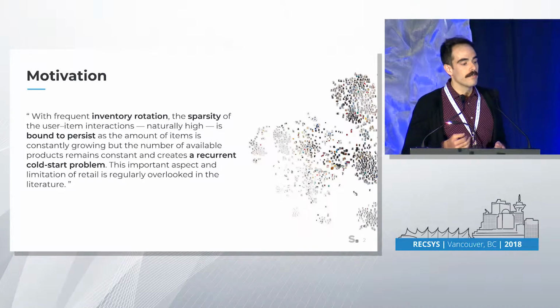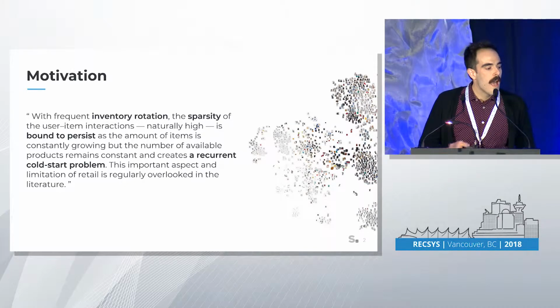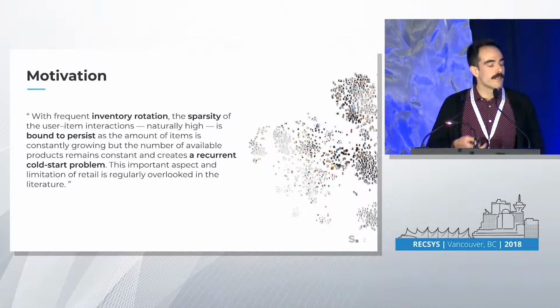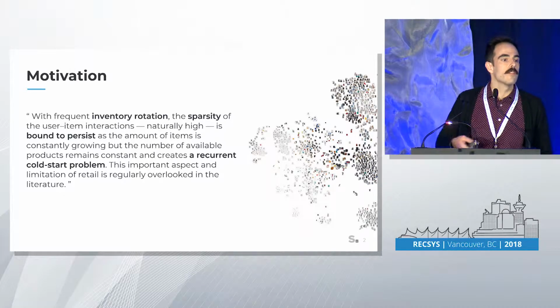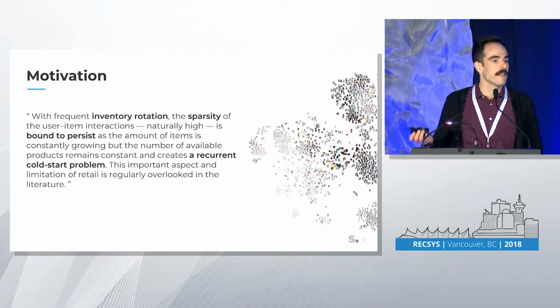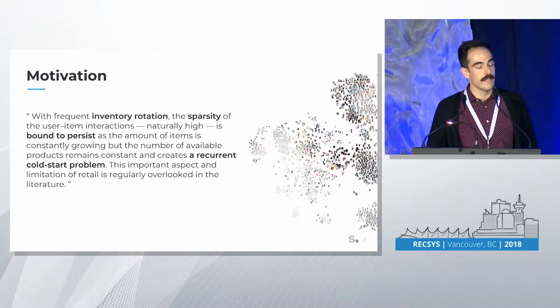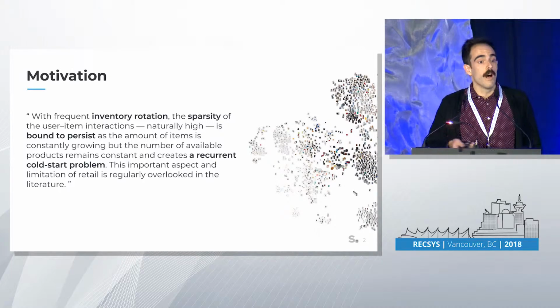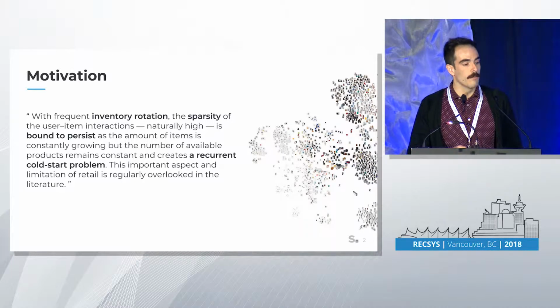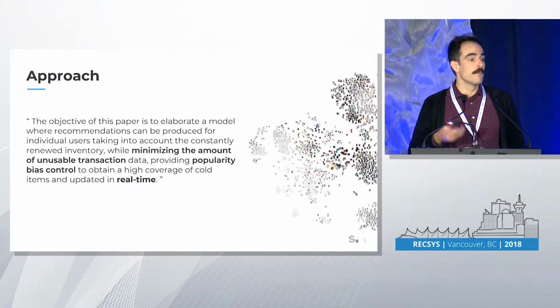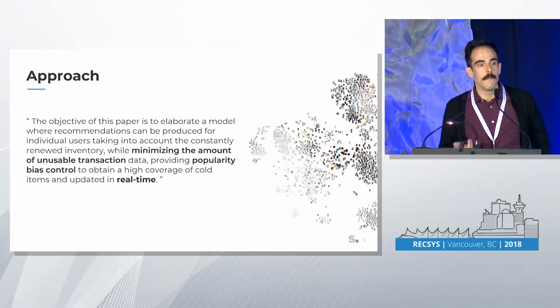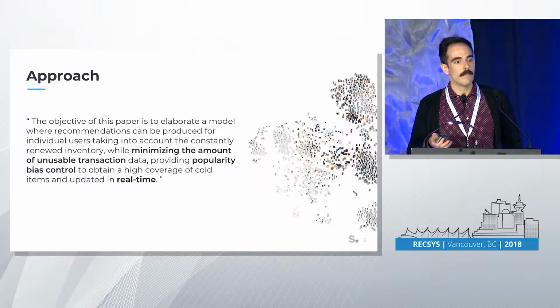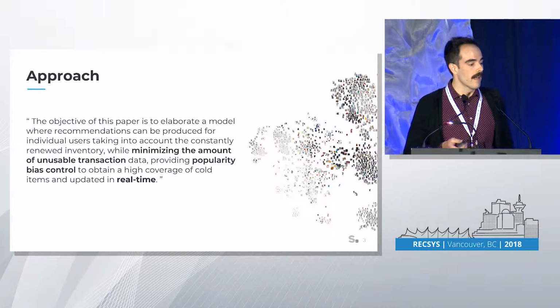And by the nature of the large inventory rotation, the database will always suffer from persistent sparsity, which is due to the constant amount of product that goes out of stock and that creates a transaction unusable for the recommender. And that will also create a recurrent cold start problem. So the approach in this paper was to elaborate a technique that will help to minimize the amount of unusable transactions, but also provide a popularity bias control and be able to be updated in real time.